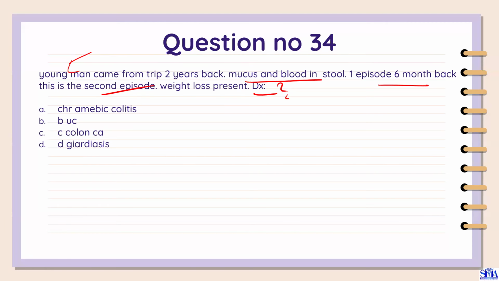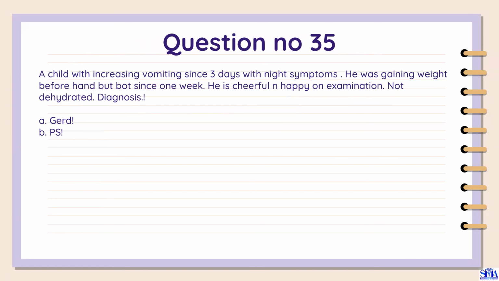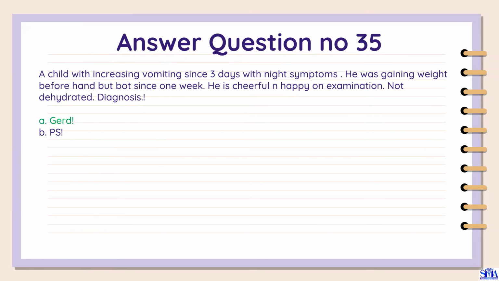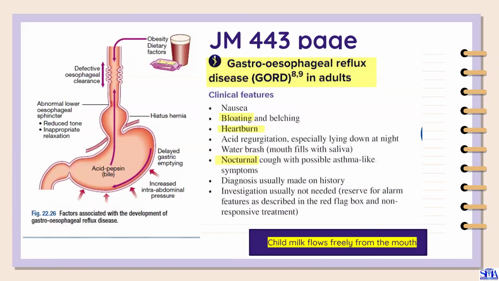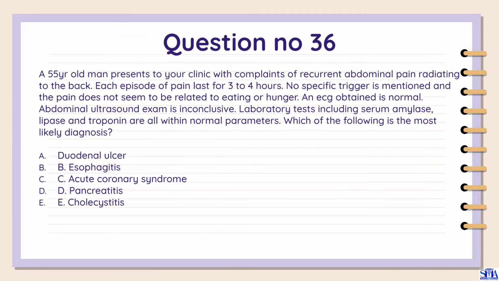So there is remittance, remission, and this kind of thing. I think we have already solved this one. This one is resolved as ulcerative colitis. Child with increased vomiting, 3 days, night symptom, not gaining weight, cheerful, happy. I think this one is solved as GERD. This one we solved as, I think, GERD. So milk flows freely from the mouth. Already we have discussed this part with the GERD, not going there in detail.